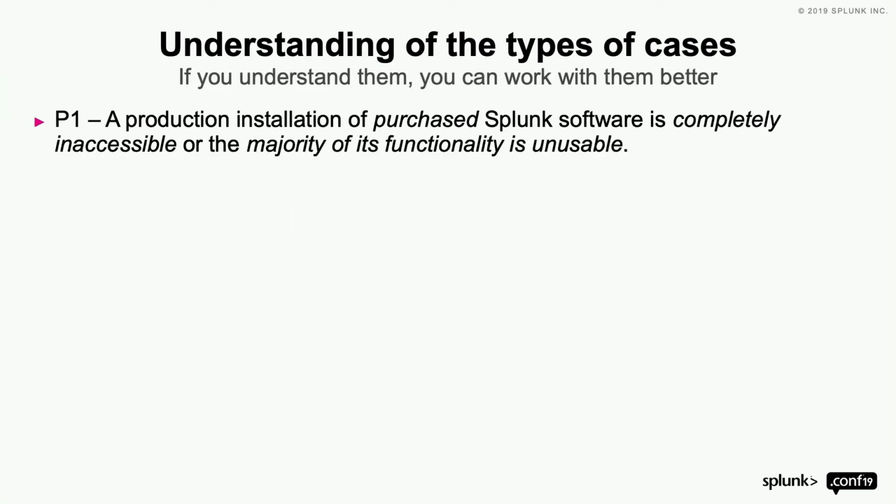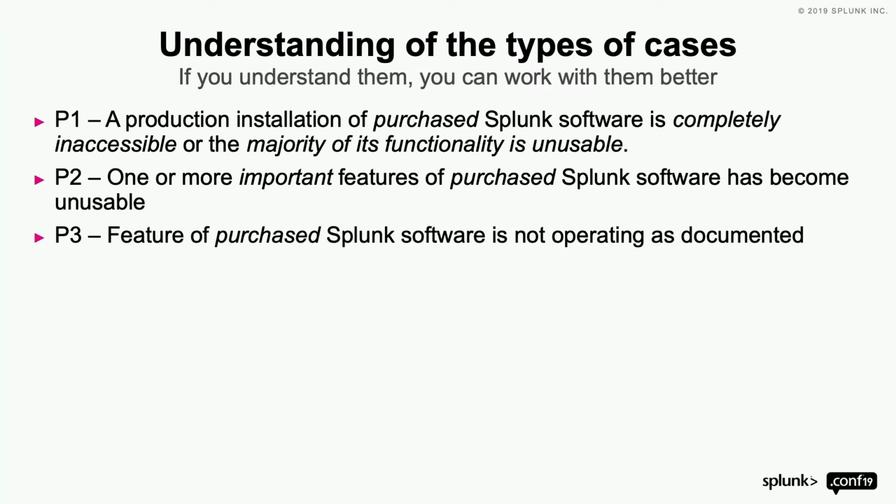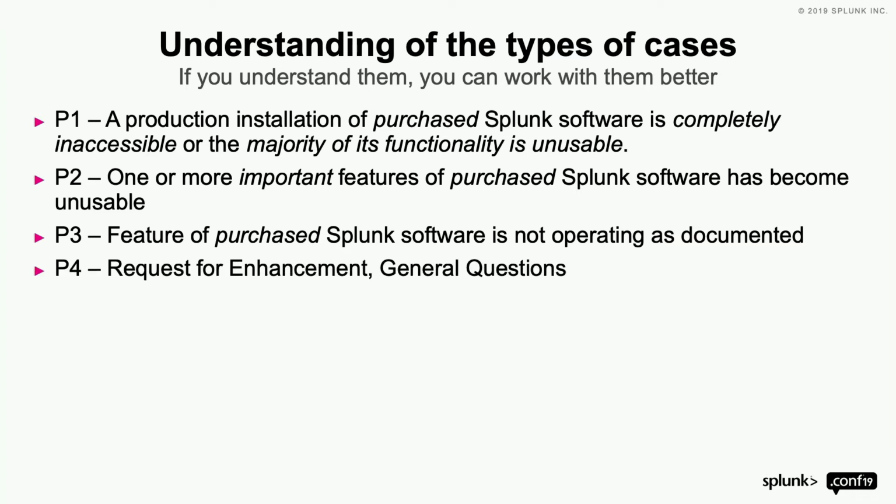So we're just going to talk a little bit about the different cases. P1 means everything's down, nothing's working, we are out of luck, and we've got to get this done fast. P2 is more of a feature that's not working, or there's something that is supposed to work but it's not working as it's documented. P3 is a smaller feature that's not operating as documented. You've got a little problem with it, but it's not really major. And then a P4 is a request for enhancement or general questions.